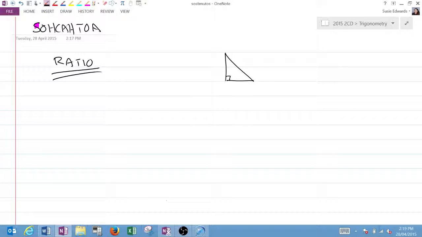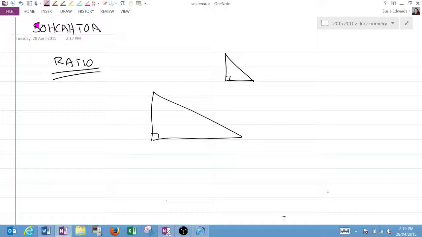And often in tests people get really flustered and they get a question and they just use sohcahtoa the whole time, and then they realise, or they don't realise, there's no right angle in there. So once again, check that first, okay? Before we can use what's called sohcahtoa, we need to be able to label a right-angled triangle, okay?